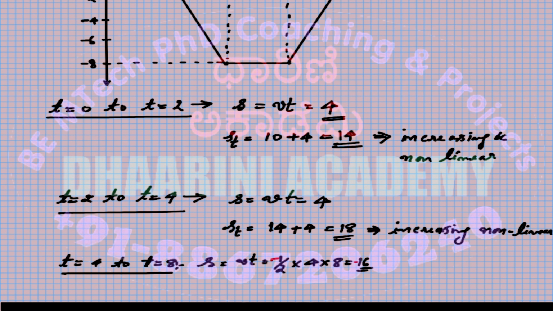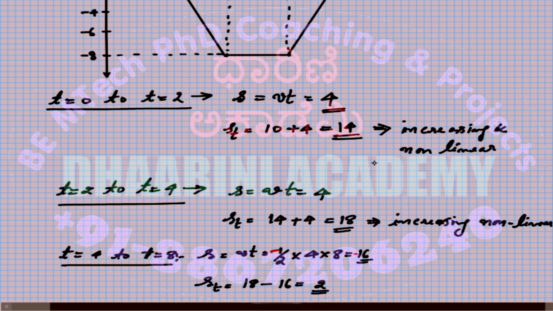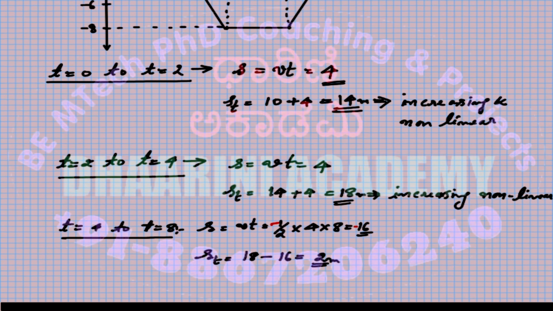Below the x-axis, area is negative. Just now we discussed. So as per that rule, this area comes below the x-axis, hence it is negative. Okay, so let us calculate S total. The previous value I should add to this value. So the previous value is 18 and the current value is minus 16. So that is 2. Okay, so everything is in meters. So that is 14 in meters, 18 in meters, and now 2 also in meters.